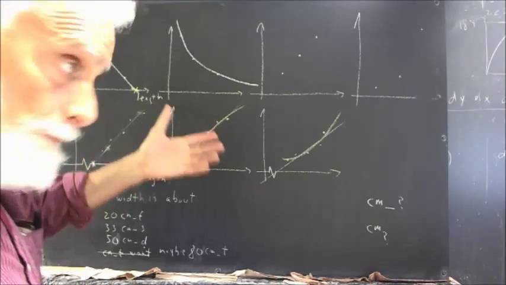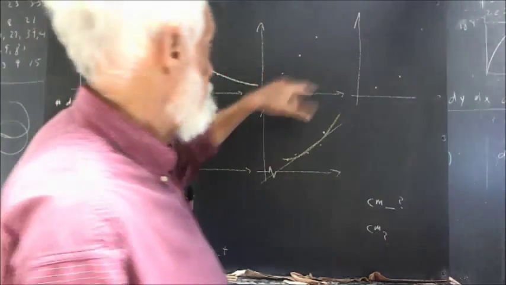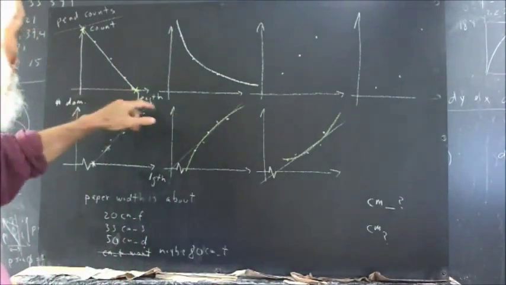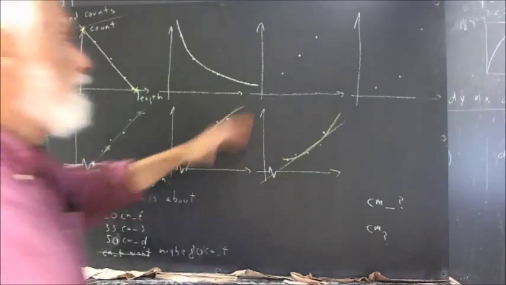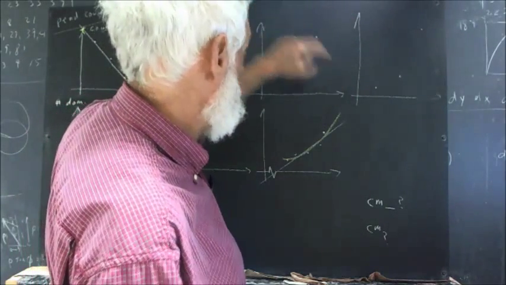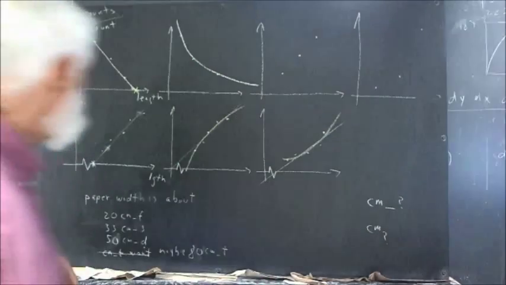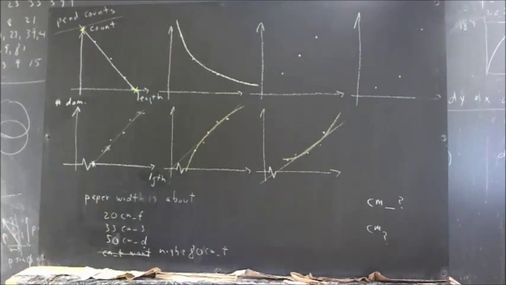Well, people pretty quickly saw that this graph and this graph couldn't, because as the length increases, the count decreases. And here we would have the count increasing as the length increases, and the same here. So now we have the question of which graph might be the best.